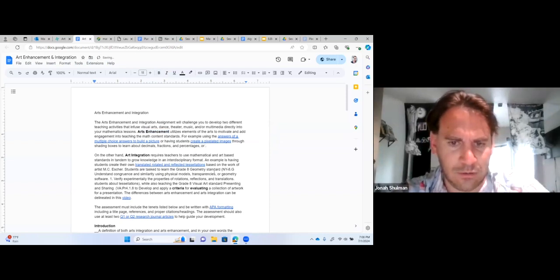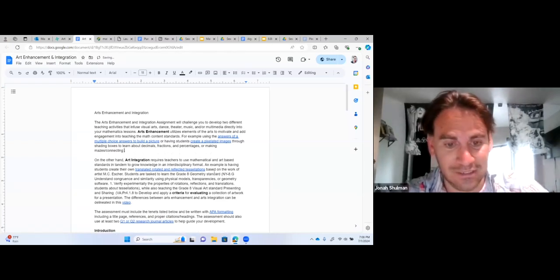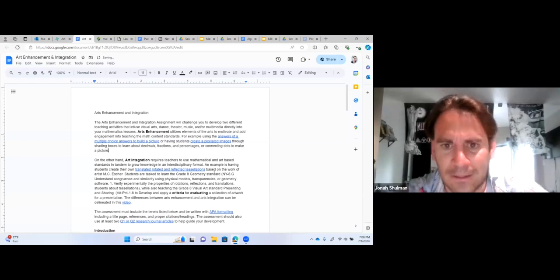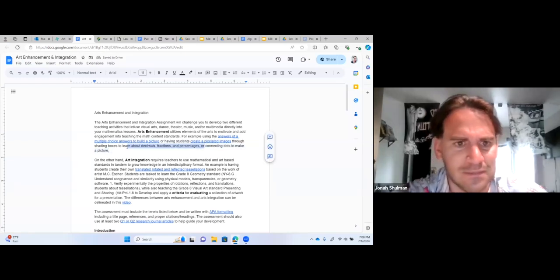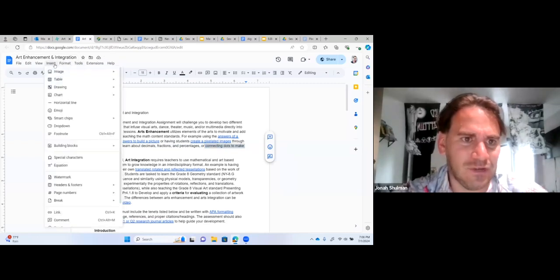Making mazes, connecting dots. I have tons of mazes too, connecting dots, or connecting dots to make a picture. So this one is probably my favorite one. This Addison piece, to me, it's still great today.